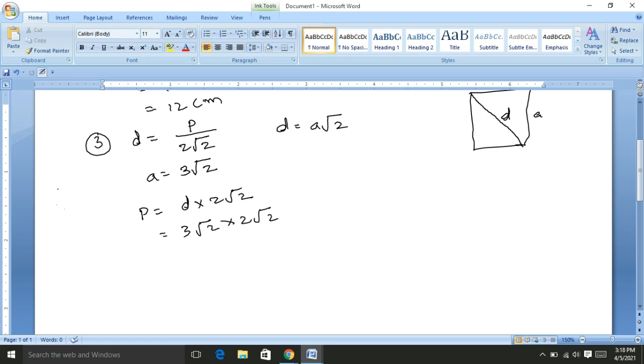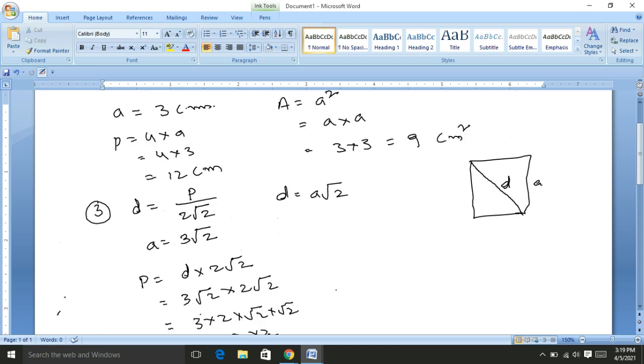Actually, so I'm going to write here, right? Here, 3 into 2, that means 3 into 2 into root 2 into root 2. This equal to 3 into 2 into 2. Root 2 into root 2, that means root 2 whole square, that equal to 2. That equal to 3 into 2, 6 into 2, 12 centimeters.